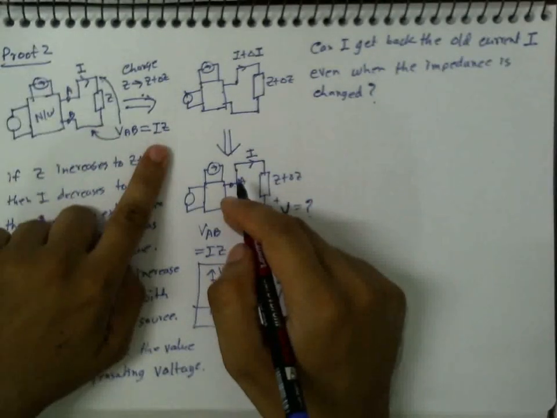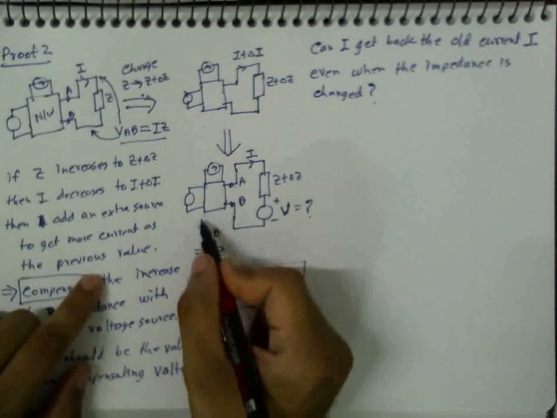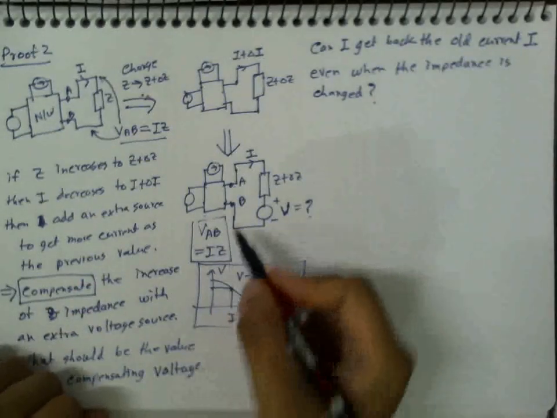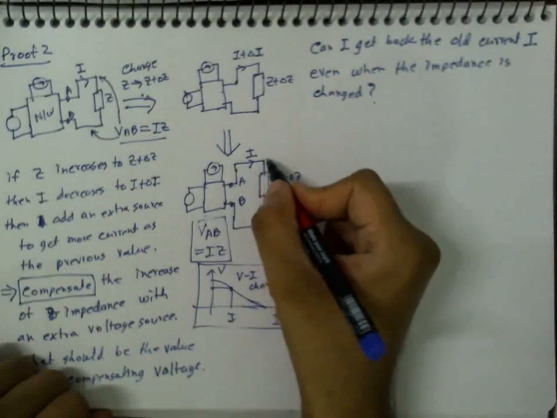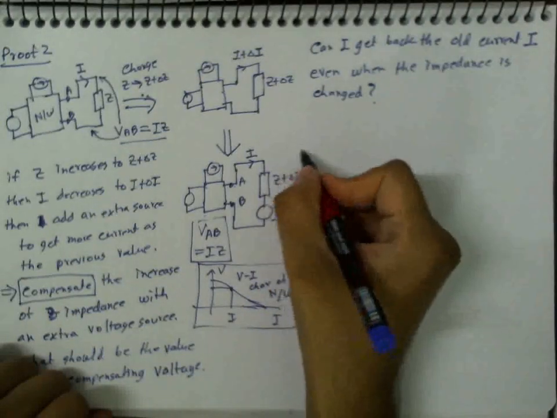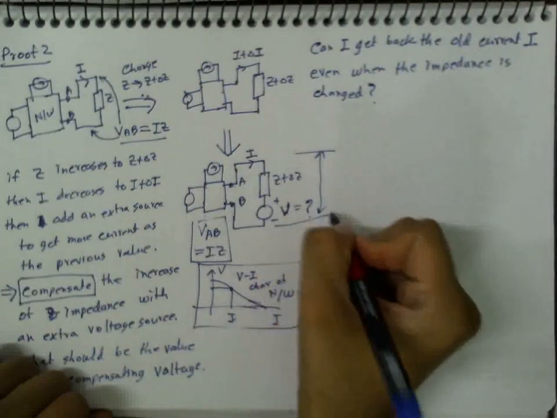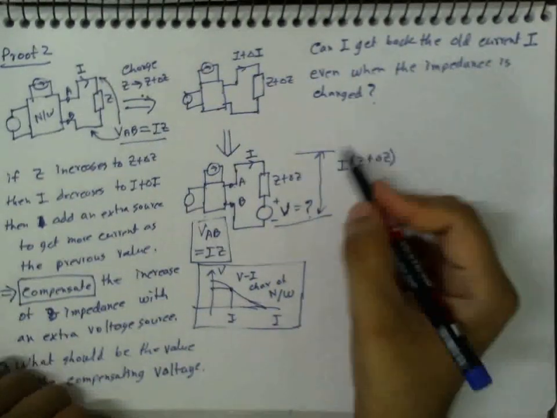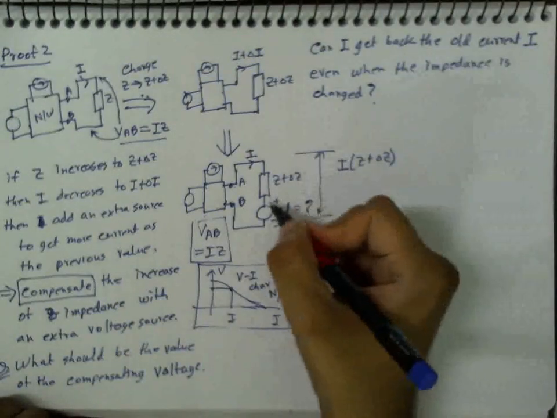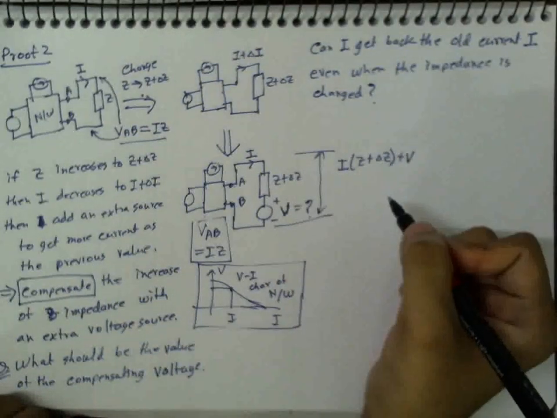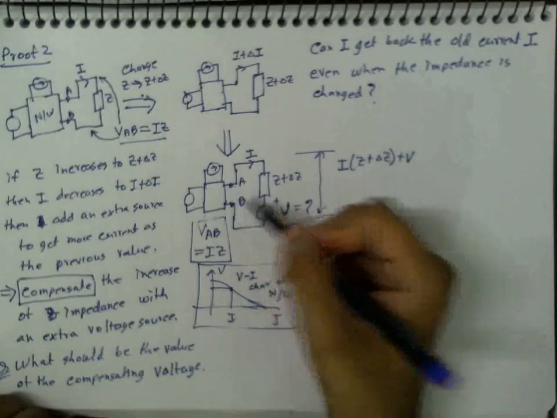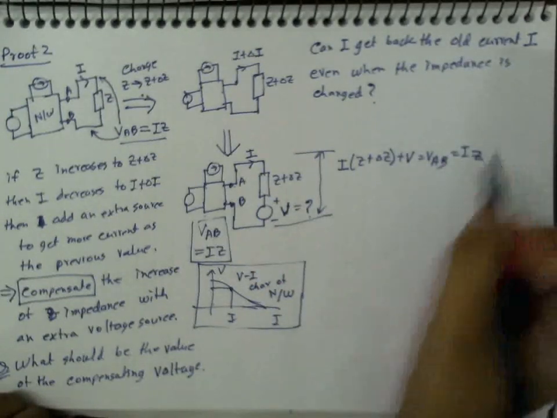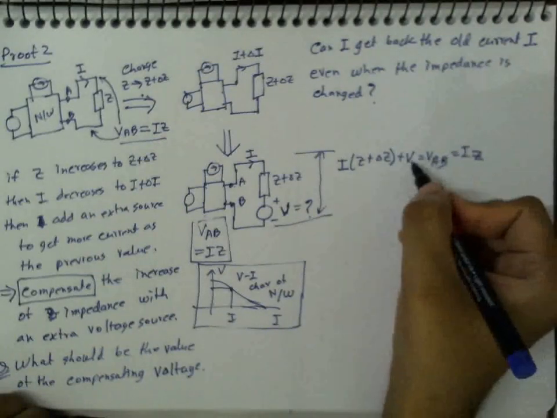Now VAB here is IZ, so in this circuit also, VAB is IZ. So this is I times Z. Now what is the voltage drop from here to here? This is equal to I multiplied by Z plus delta Z, that's the impedance, and then plus V for this voltage source. So that's the voltage drop. Now this should be equal to VAB, which is equal to IZ. So from this we can find what V should be.